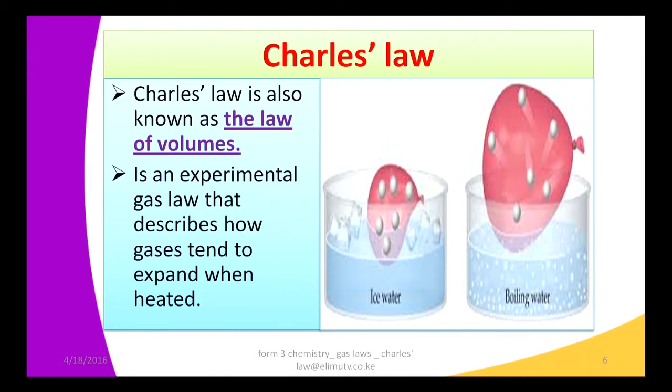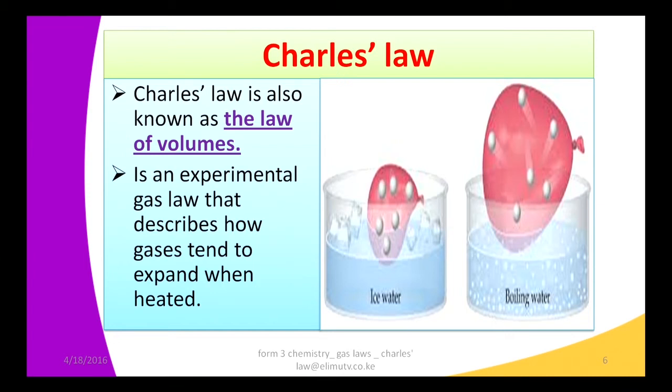So therefore, they occupy a smaller volume. Now, when you take the same balloon with the same number of particles and put it in boiling water, the particles gain kinetic energy. They begin vibrating, expand, and increase the size of the balloon.